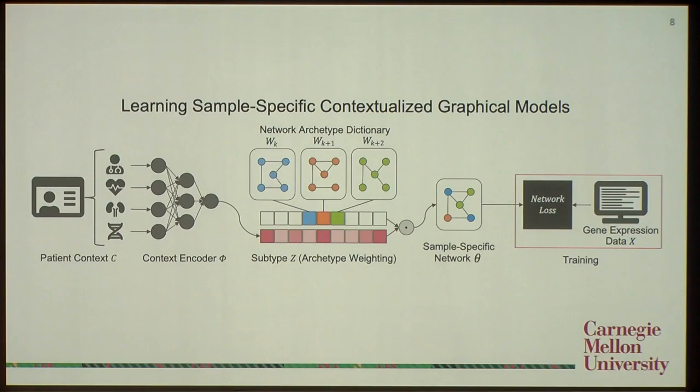And then we take a linear combination of these two to produce a sample-specific parameter set. We compare this parameter set using a network loss against the gene expression for this individual patient, and we get a loss that we can backpropagate through this entire framework. So we learn the sample-specific network, the archetypes, and the context encoder simultaneously and without prior knowledge.